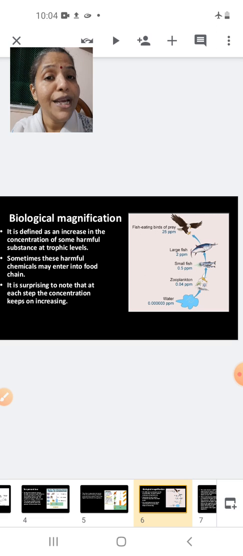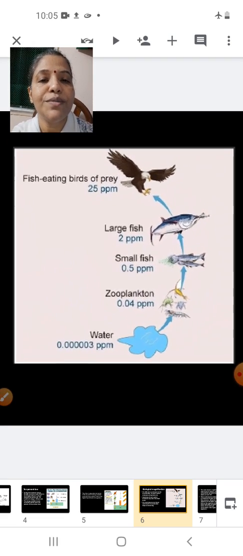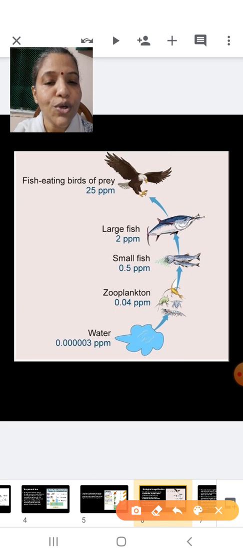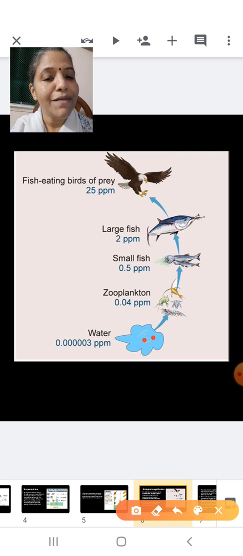Any type of organism here means organisms at different trophic levels, which we will see now. I will explain it with the help of a picture. Here I have a water body, and in this water body I have a pollutant. The amount of pollutant is very small, 0.0000003 ppm. ppm stands for parts per million.